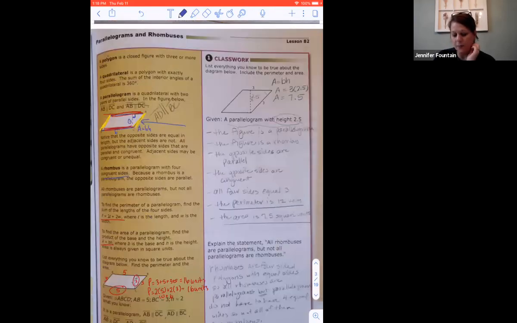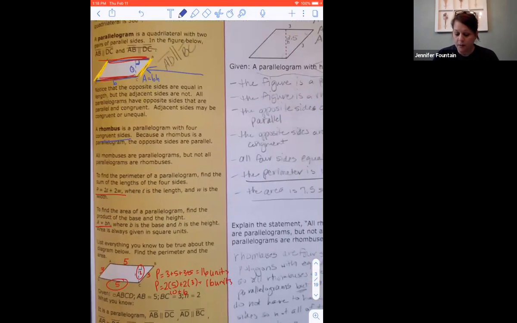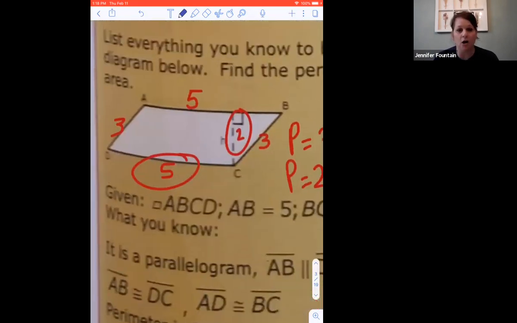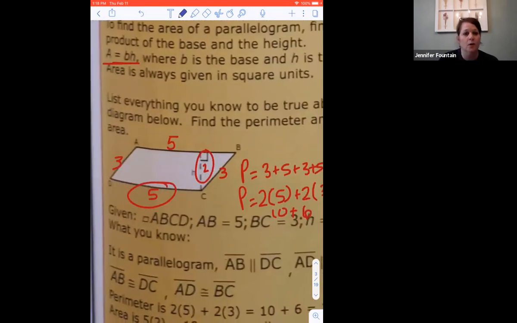And we talked about parallelograms and rhombuses. And so let's see, you will have a parallelogram, but not a rhombus on there. And so you'll need to be able to tell how to find the perimeter and the area. So remember, the perimeter for a rhombus and for a parallelogram, we just add all of our sides together. Okay, so perimeter is side plus side plus side plus side.